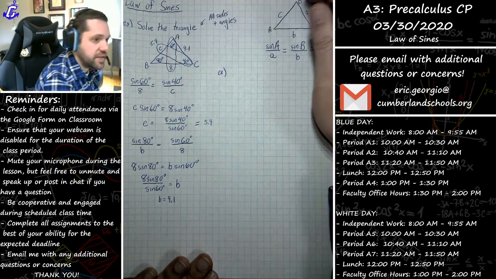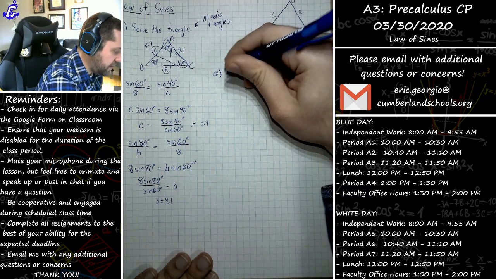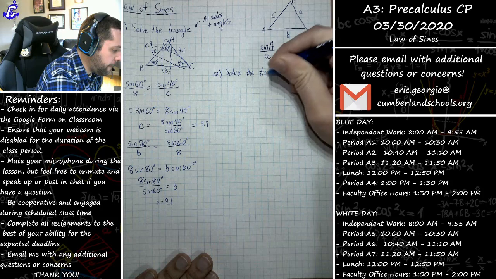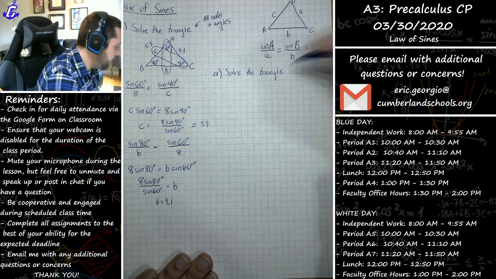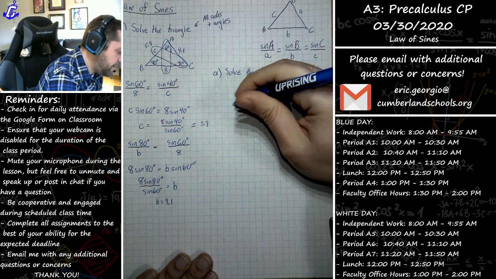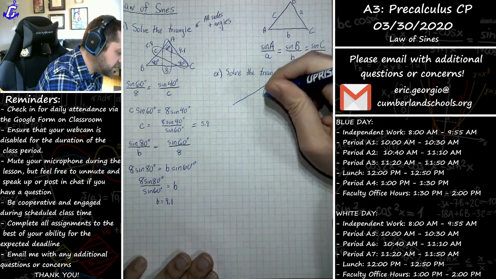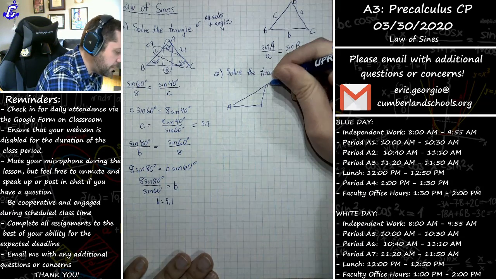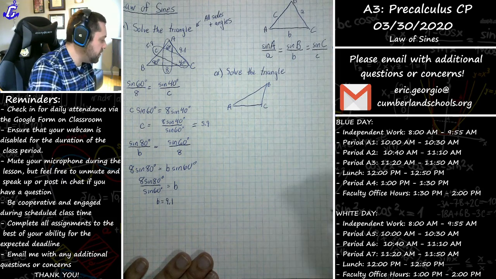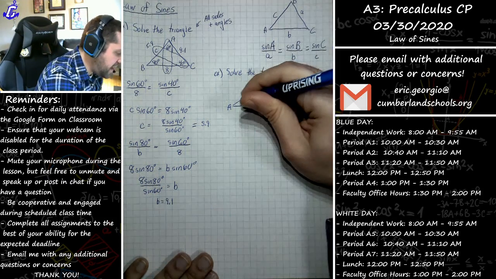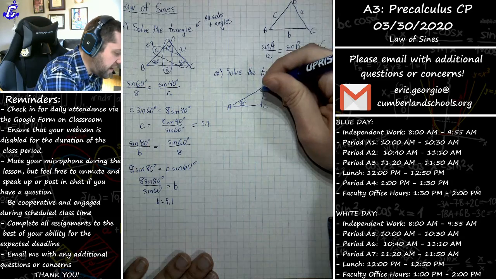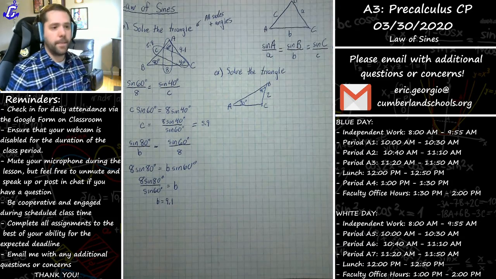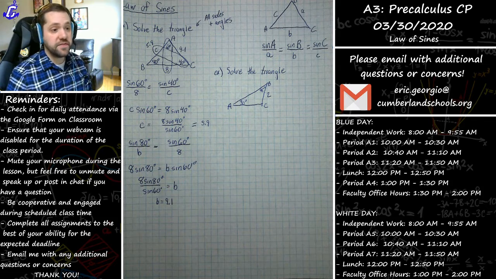Another example where we're given two angles. So let's solve the triangle. Okay? Let's say we got an ABC situation going on here. What if I told you that angle A was 30 degrees, angle B was 45 degrees, and this side was 2? Okay? Could you use the law of sines to solve the triangle?